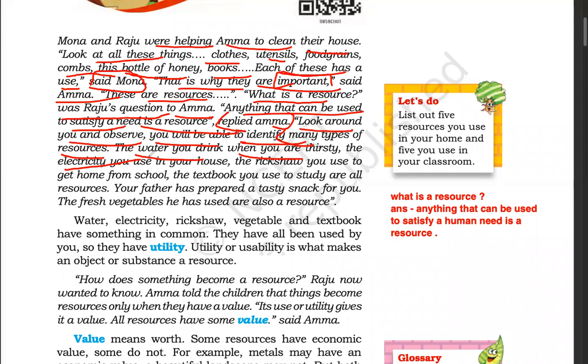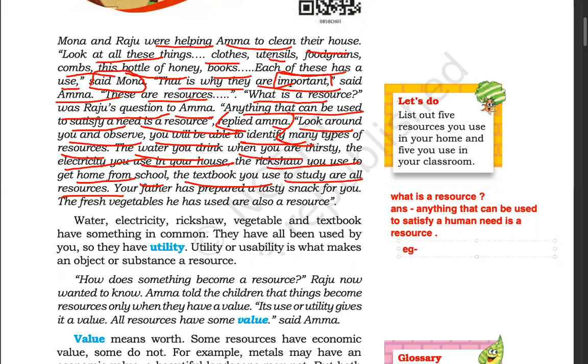Yes, we have electricity in the houses, right? So electricity is satisfying our human needs. If it is a very sunny, hot day, what will we do? We will turn on the AC or the fan, correct? For all this stuff we require electricity. The rickshaw you take to get home from school, the textbooks you use to study, all are resources, right?